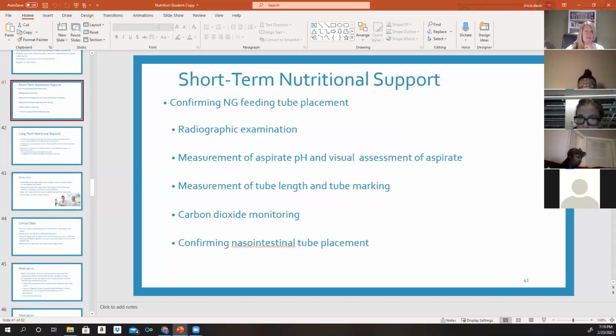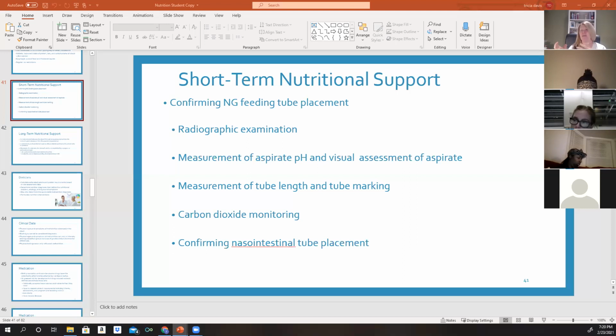Some patients require short-term nutritional support. So if you have a patient, so people like us, I consider us to be healthy, well-nourished patients. If we had to go into a hospital and we had to be NPO, nothing by mouth, we could do this for a day or two.